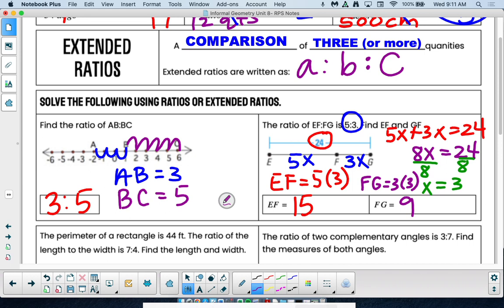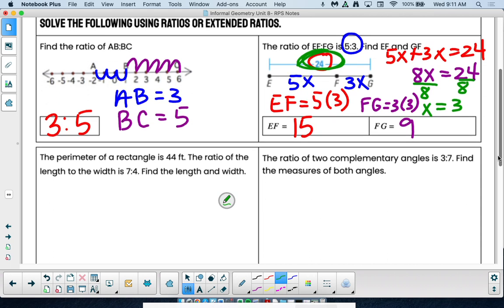And what the best part is, you guys, is you can check. 15 plus 9 in your calculator gives you what? 24, which is what you wanted this whole time. Beautiful. Good job. Let's try another one.